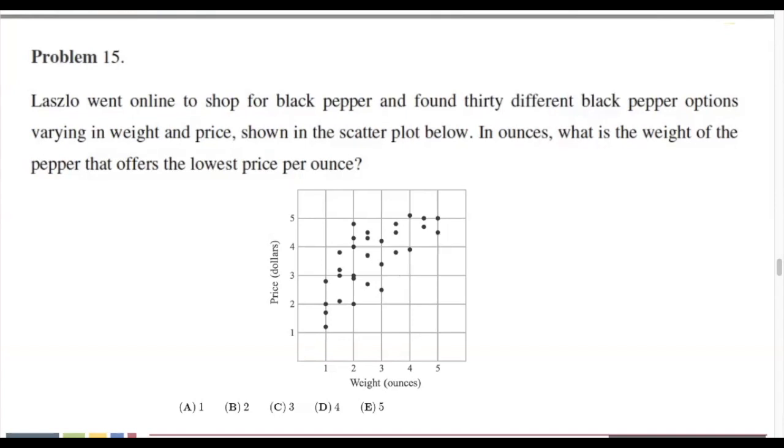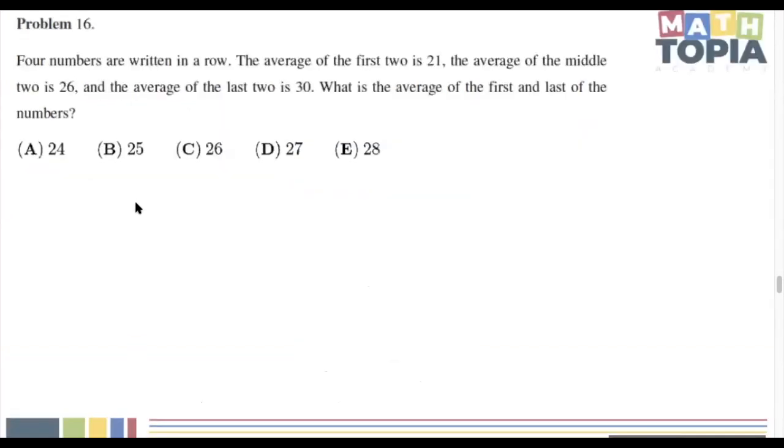All right. 4 numbers are written in a row. The average of the first 2 is 21. The average of the middle 2 is 26. And the average of the last 2 is 30. What is the average of the first and last numbers?